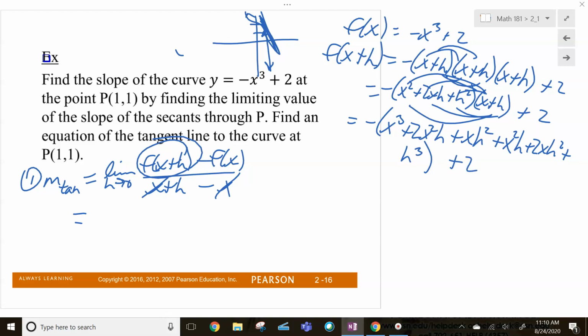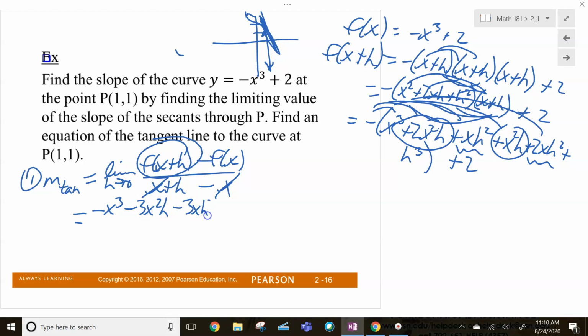And then I'm going to distribute the negative through to all those and combine them. So I got negative x cubed. And notice I got a 2x squared h and another x squared h. I got 3 of those. And I got negative out front, so minus 3x squared h. And I've got an xh squared. I got 2 more xh squared, so I got 3 of those, but I got negative in front. So minus 3xh squared. And I got this h cubed, so minus h cubed. And don't forget I got the plus 2. Okay, there's f of x plus h.